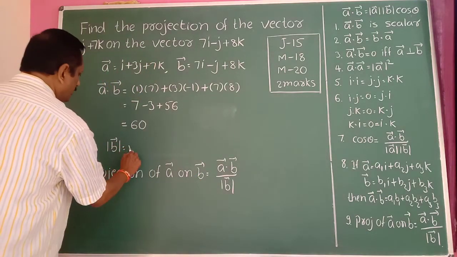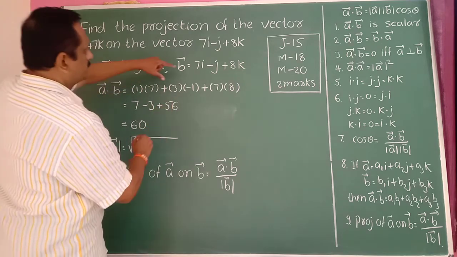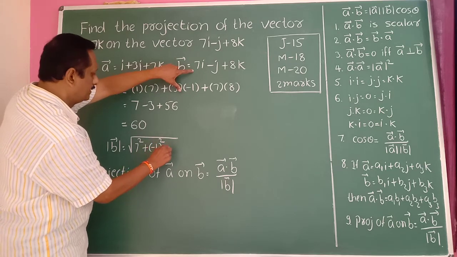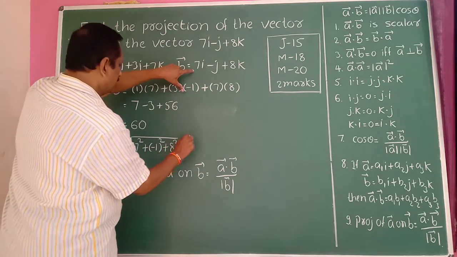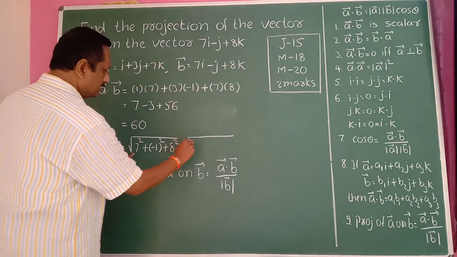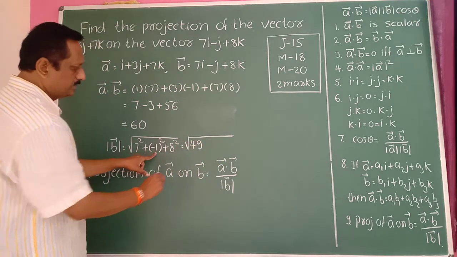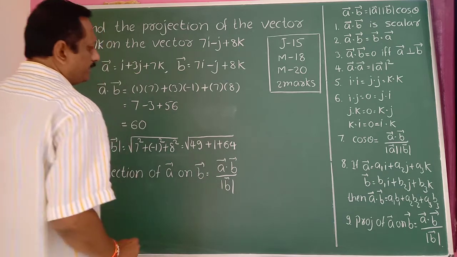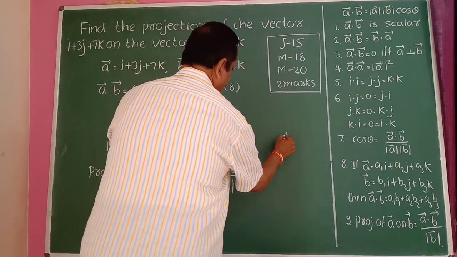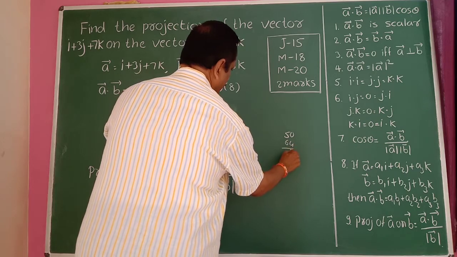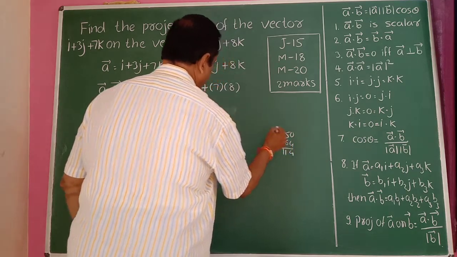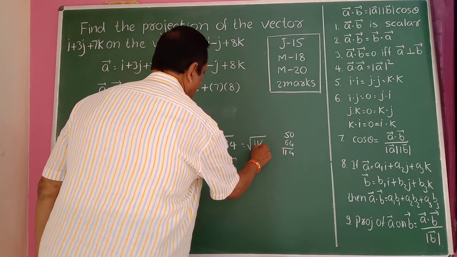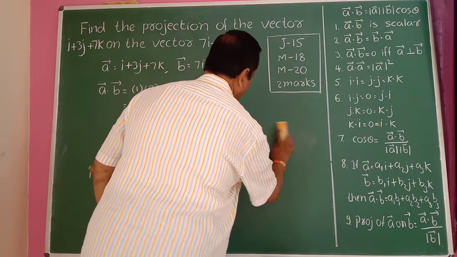Modulus of b bar is the root of 7 square plus minus 1 square plus 8 square. So 7 square is 49, minus 1 square is 1, and 8 square is 64. 49 plus 1 becomes 50, plus 64 becomes 114. Therefore root of 114, the square root of 114.